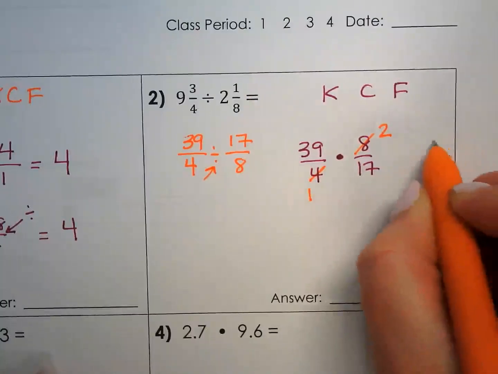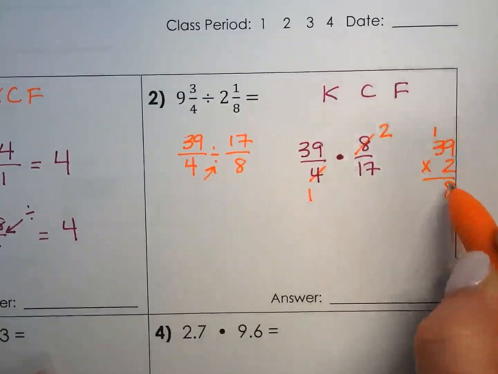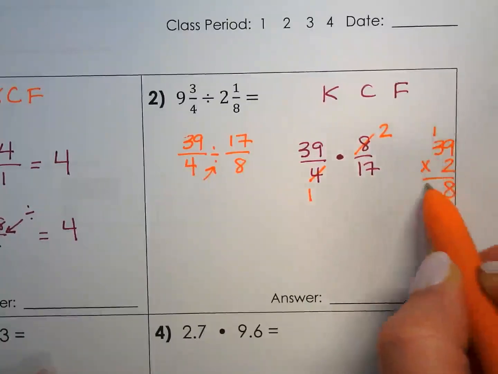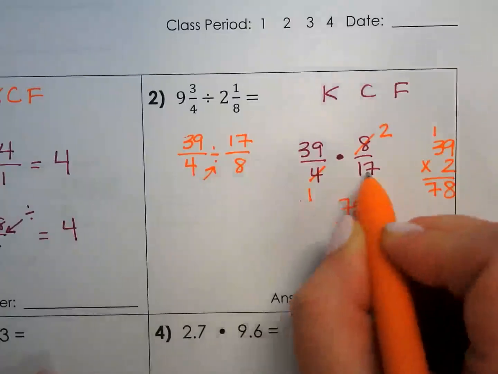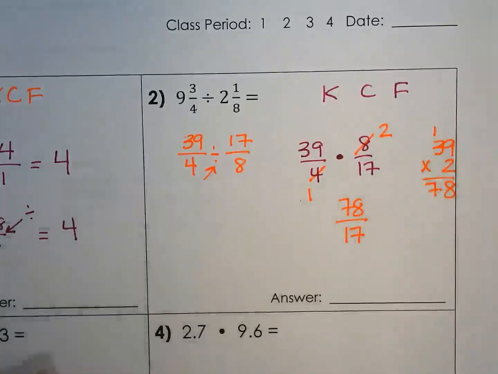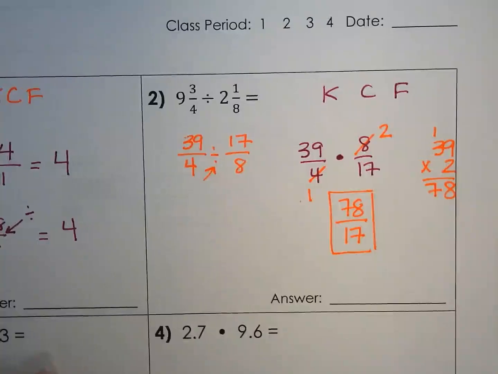39 times 2, if we don't know what that is, go off to the side. 18, carry the 1. 6 plus the 1 is 7. So we get 78 on top. And 1 times 17 is 17. Now, since that's simplified, that is a perfectly good answer for me. However, you also need to recognize that that is an improper fraction, and we can make it a mixed number.